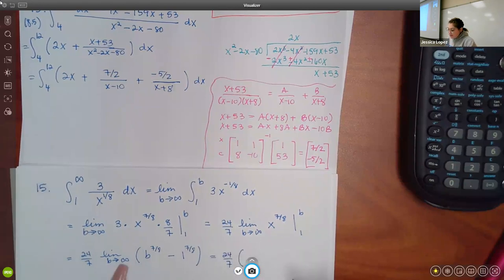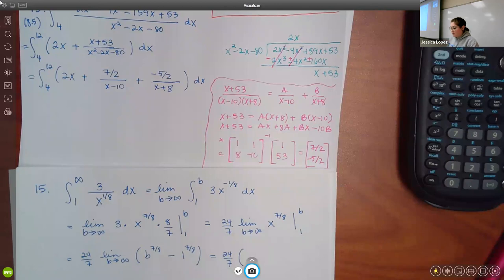Now, if B is going to infinity and you have an infinite number raised to a positive power, it will just keep getting bigger and bigger, very, very slowly. That's different than when it has a negative exponent. When it has a negative exponent, the fraction is getting smaller and smaller because the bottom is getting bigger and bigger. So this is not going to zero, it's actually going to infinity.